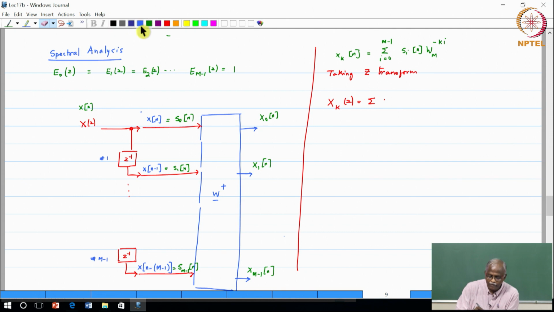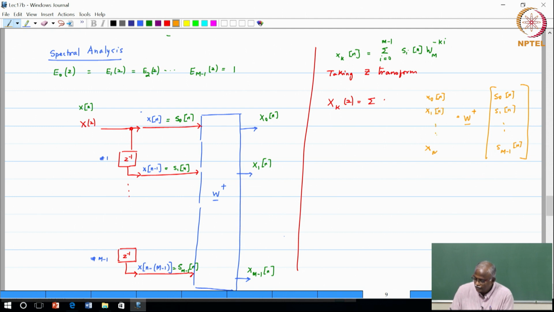Basically the input vector, if you were to visualize it, maybe I will just write it and then erase. The input vector is S0 of n, S1 of n, up to S(M-1) of n, that is the input vector. You are processing it through the W dagger matrix, and this produces x0 of n, x1 of n, up to x(M-1) of n, and what we have captured here is this equation. One special case, you have taken a particular row of the W dagger matrix and that is what you get.